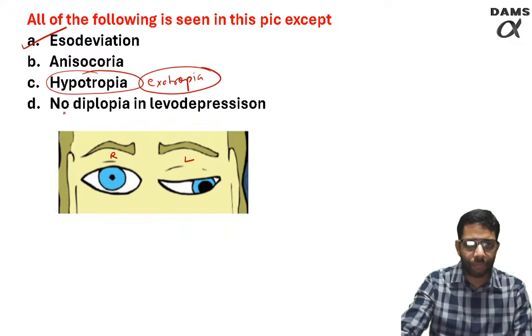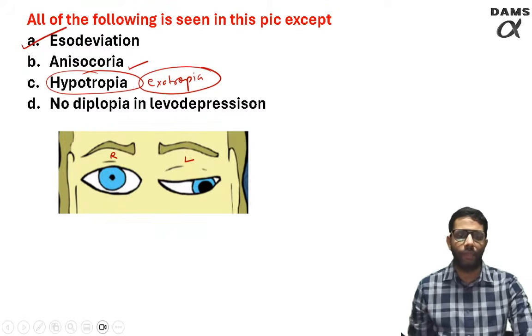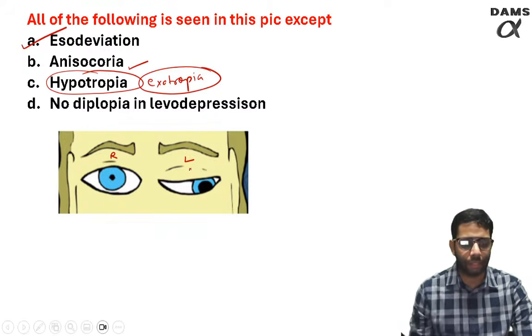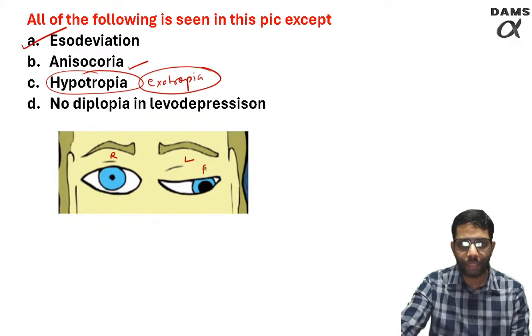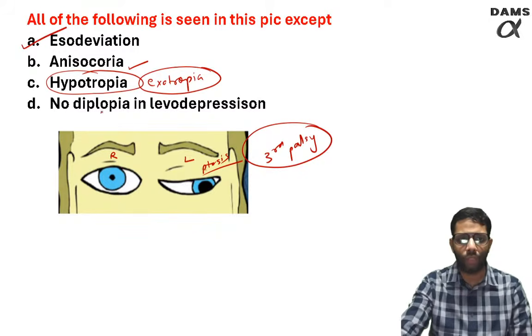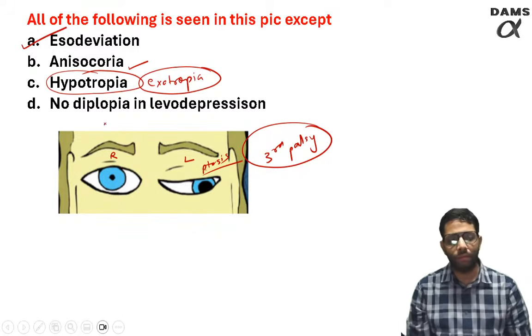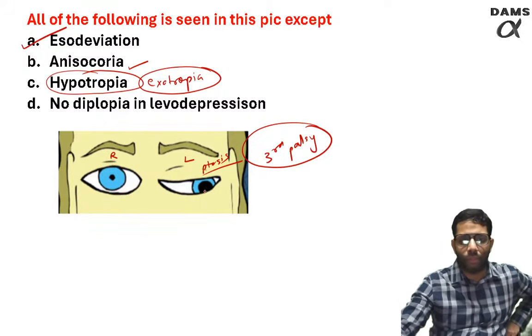Aniso means difference, and chorea means pupil. See, there is a difference in the pupils, so anisochorea is there. What is happening here? This patient has palsy of which nerve on the left? Hypotropia, exotropia, plus there is ptosis. Now, if there is ptosis with squint, it has to be third nerve palsy. The third nerve supplies all muscles except SO and LR. SO causes the eye to go down, LR causes the eye to go out, and there is ptosis. The third nerve is also a constrictor of the pupil, so there is a dilated pupil as well, anisochorea.